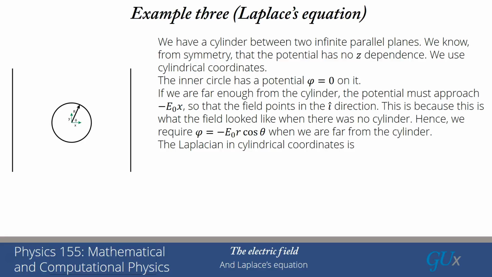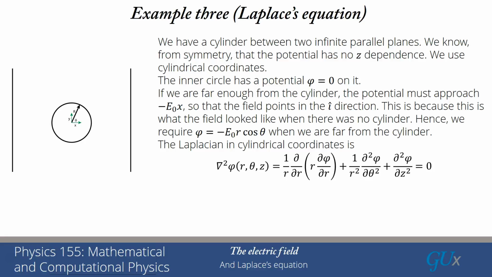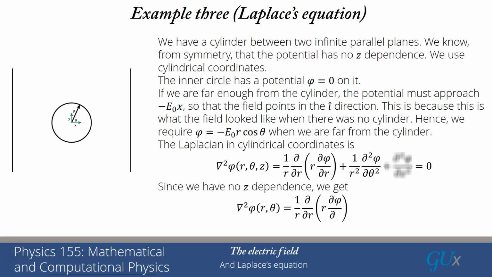Now let's get started with the Laplacian in cylindrical coordinates. You've seen this before, but I'm going to write it again. It's 1 over r d by dr of r d phi by dr, plus 1 over r squared d squared phi d theta squared, plus d squared phi dz squared, and the sum of all of those has got to equal 0. Now in our case, there's no z dependence, and so we can drop that last term, and our function is only going to depend on r and theta, so we really only have these two terms, the derivatives with respect to r and the derivatives with respect to theta, that we need to worry about.